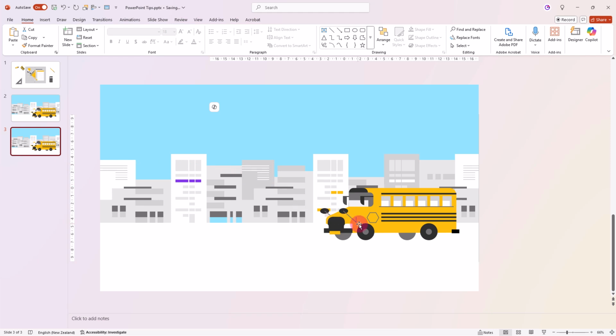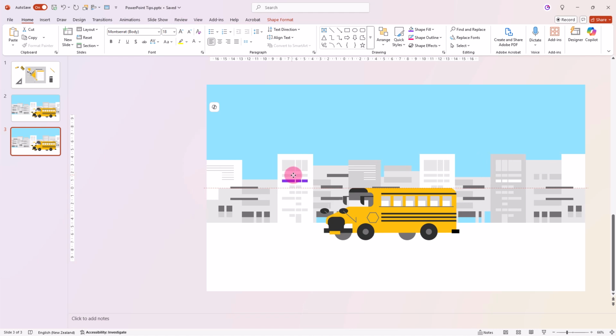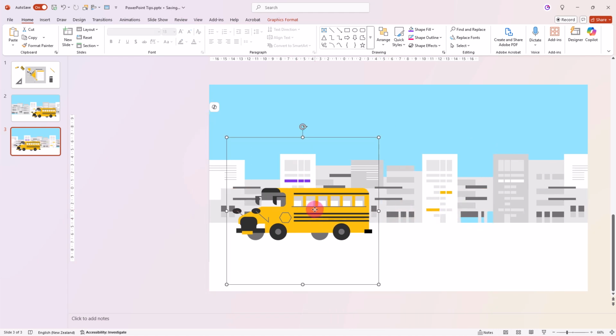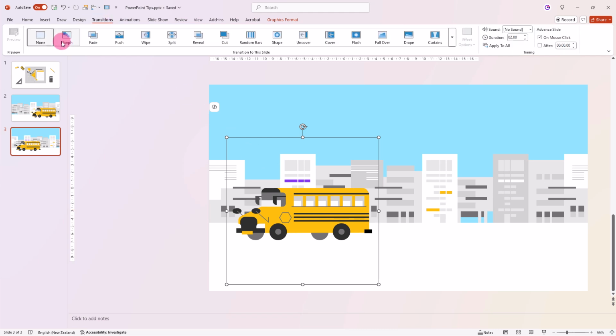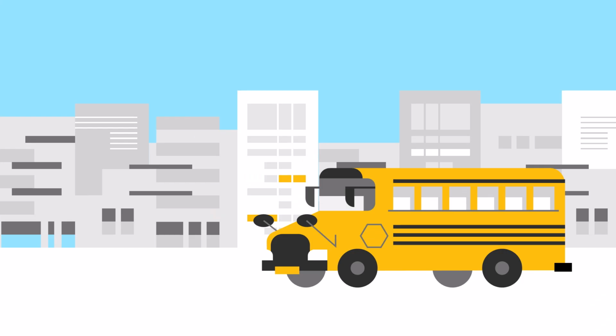Now for the magic. On the second slide, move the city to the left edge, then move the bus forward a bit. Now for the final touch, go to Transitions and choose Morph. Instant animation. Pretty neat, right?